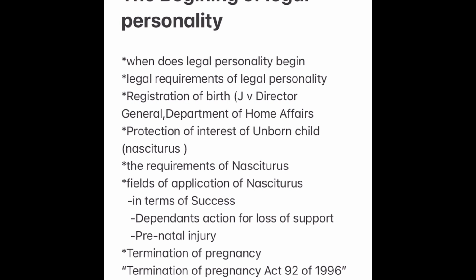So we get to see a case of J versus Director General of Department of Home Affairs. I've written it on the screen, meaning that every time you read registration of birth, take cognizance that there is a case. So what transpired in this case is that a woman in a same-sex life partnership gave birth to twins, whereby these twins were conceived by artificial fertilization, right?